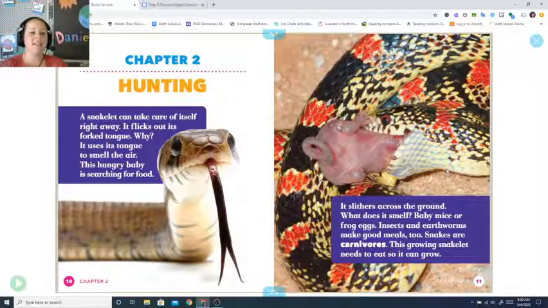So a snakelet can take care of itself right away. It flicks out its forked tongue. Why? It uses its tongue to smell the air. This hungry baby is searching for food. It slithers across the ground. What does it smell? Baby mice or frog eggs. Insects and earthworms make good meals too. Snakes are carnivores. This growing snakelet needs to eat so it can grow. So carnivores are animals that just eat meat. And you can see how it's bolded. We could look that up back in the glossary.